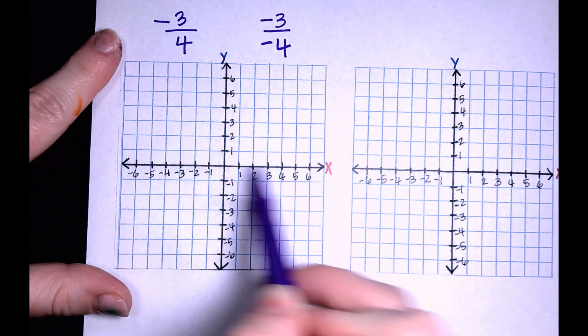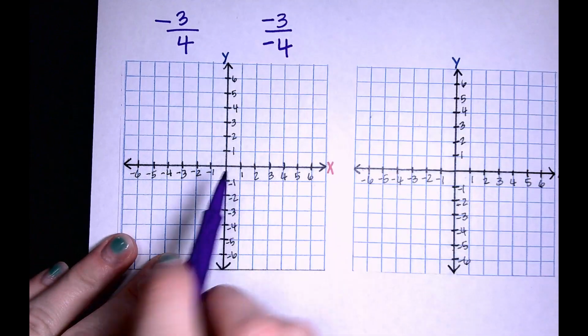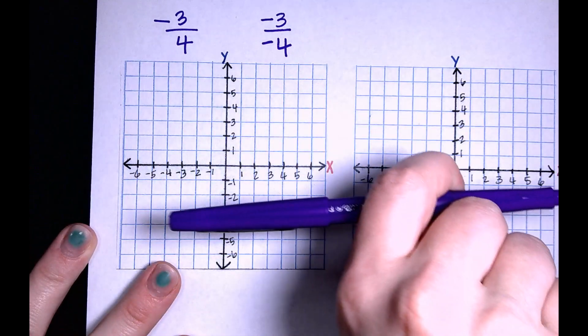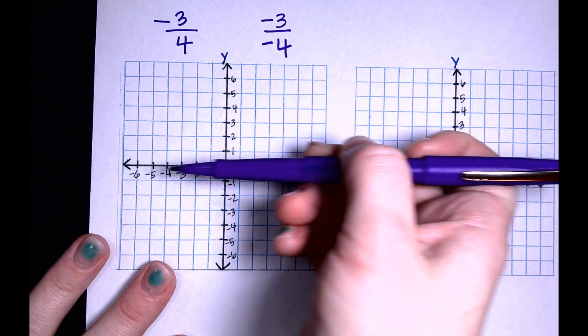Now, in the x direction, we have positives to the right. We have negatives to the left.